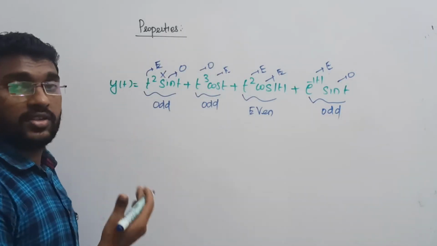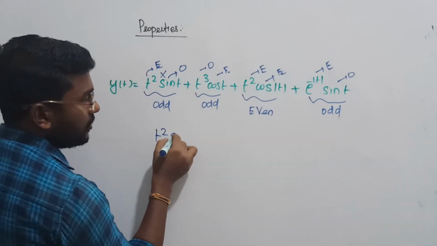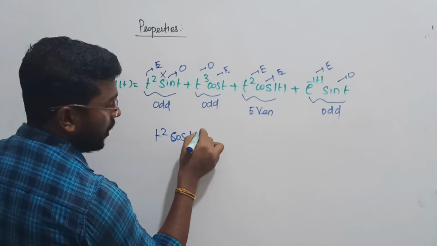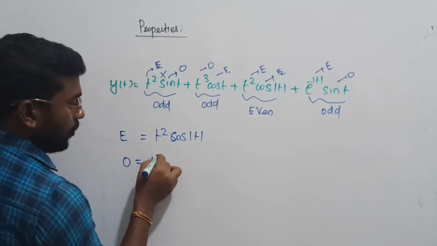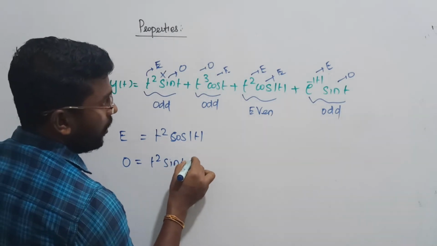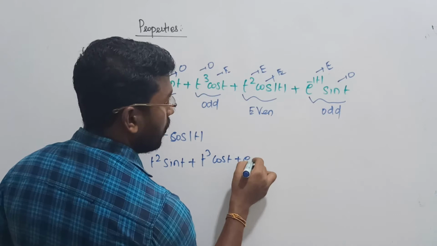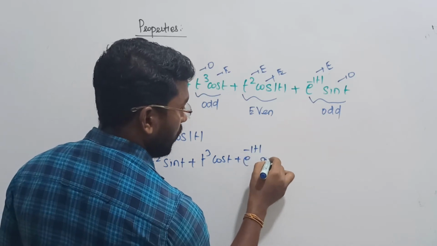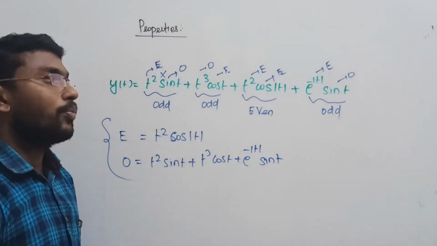Now the question is what? If they ask only for the even part of the signal, then this is the even part of the signal. So the answer is t square into cos of mod t, that is the even part of the signal. Whereas if they ask for the odd part of the signal, you have to write t square into sin t plus t cube into cos t plus e power minus mod t into sin t. Clear? So that is how easily we are finding the even and odd part of the signal.